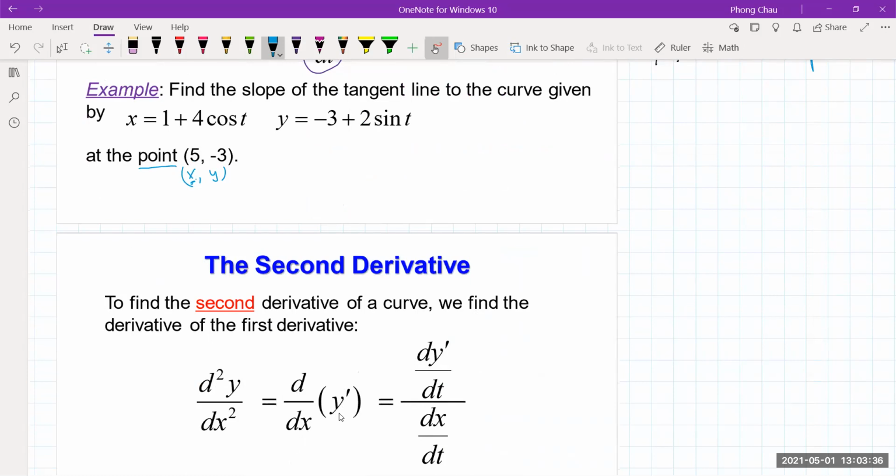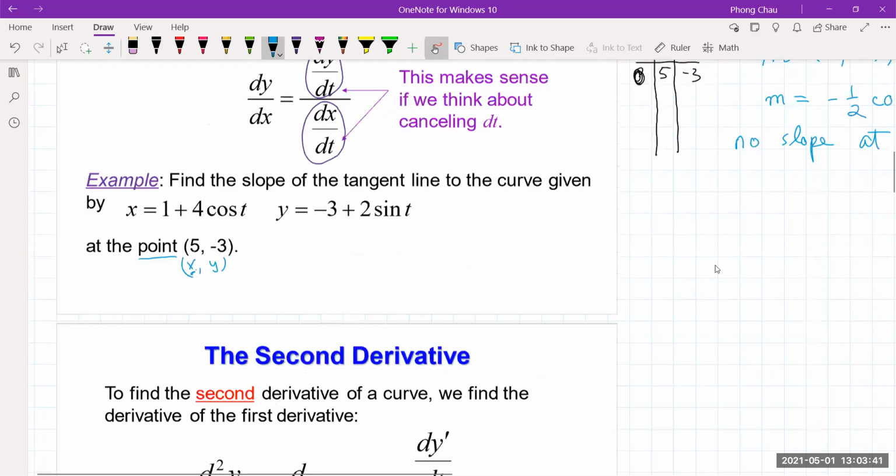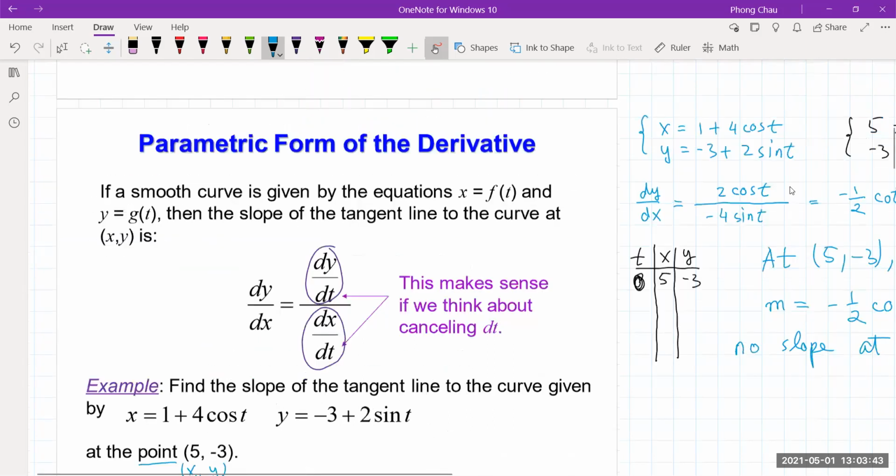Now, because y prime is a function of t, remember, a function of t, that is the derivative here. You see that y prime, this is your y prime here. That one, right? So when you do the second derivative, this is in terms of t.